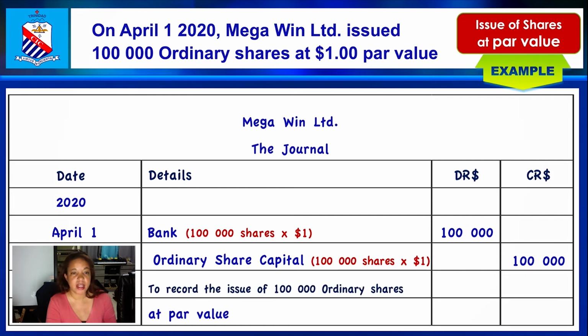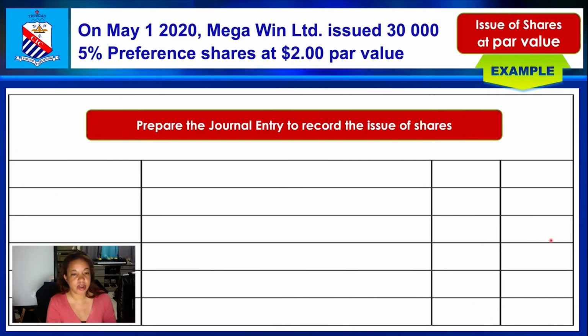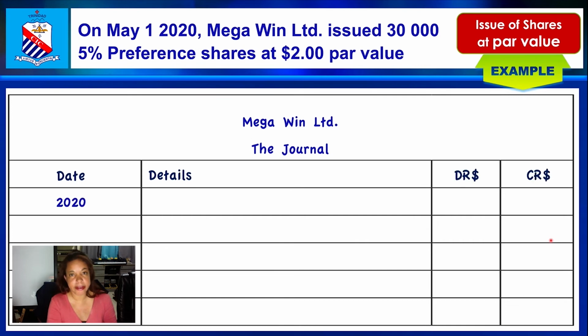Okay. Next transaction, well, kind of boring in a way, not really that challenging. You go bank again, bank, how many shares? 30,000. How much did you sell it for? $2. Notice you ignore the 5%. 60,000 is how much you received for selling your 30,000 shares at $2.